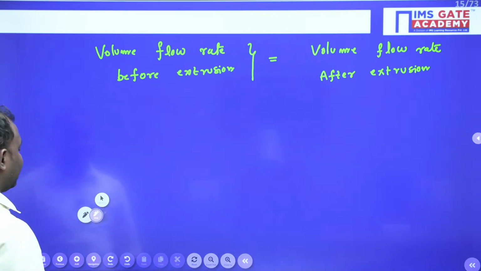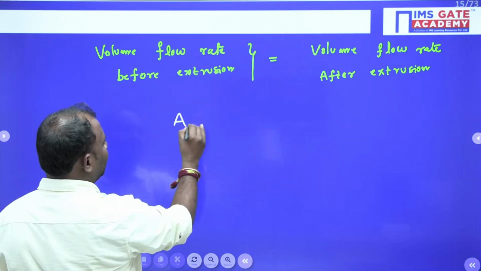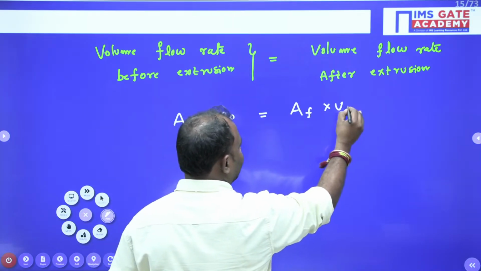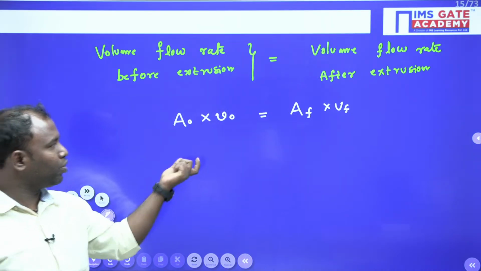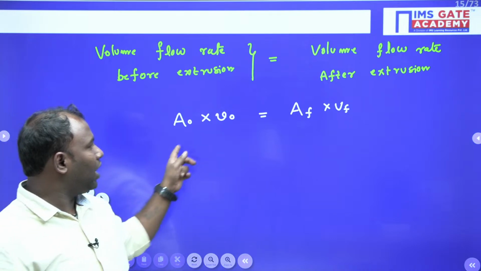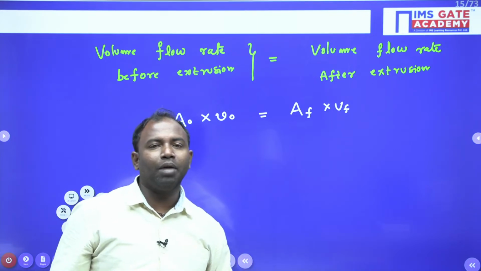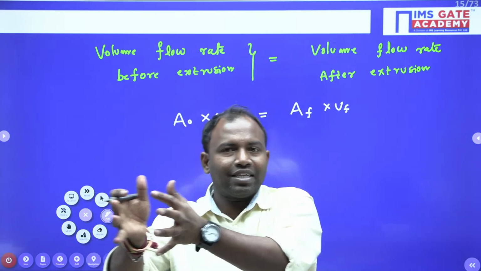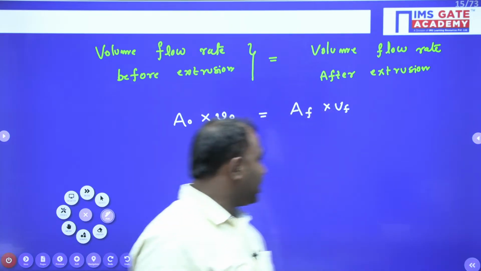Now, how can we write volume flow rate? That is A initial into V naught is equal to A final into V final, isn't it, guys? So mm square into mm per second gives mm cube per second. Here also mm square into mm per second, so mm cube per second. So units are also balanced. That means whatever amount of the workpiece material flow is entering into the die, the same amount of workpiece material is exiting from the die. That is why volume flow rate is constant.